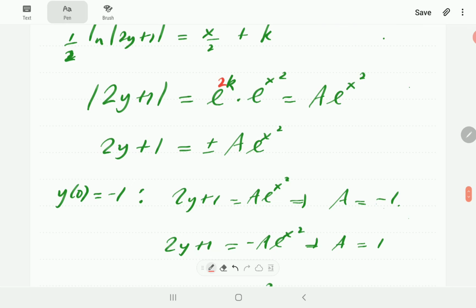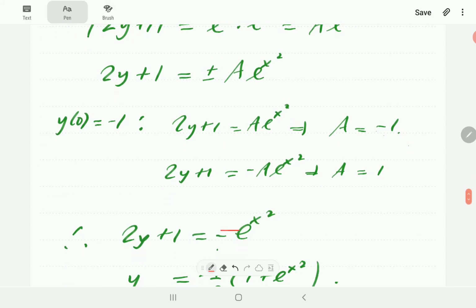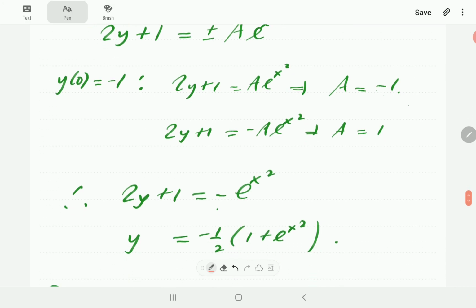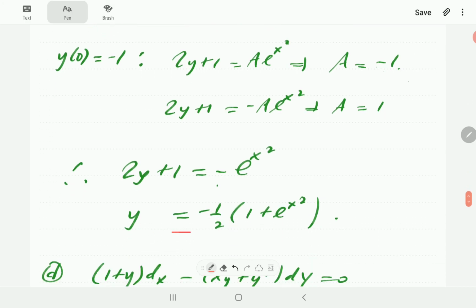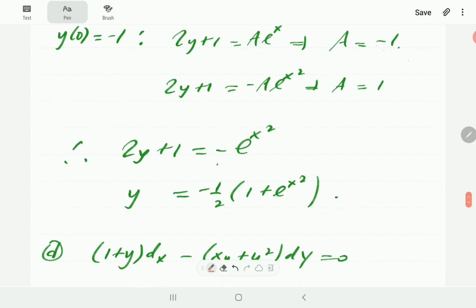Then when we apply the condition, we're going to have to treat the two cases differently. If you take the plus case, it gives us a is minus 1. So that means it's going to be minus 1 there. If you take the negative case, it gives us a is 1. So that means this becomes negative. So in both cases, we have a negative here. So then you rearrange, and this is the solution you find. I think you will recognize this as the same solution we found using the linear approach.